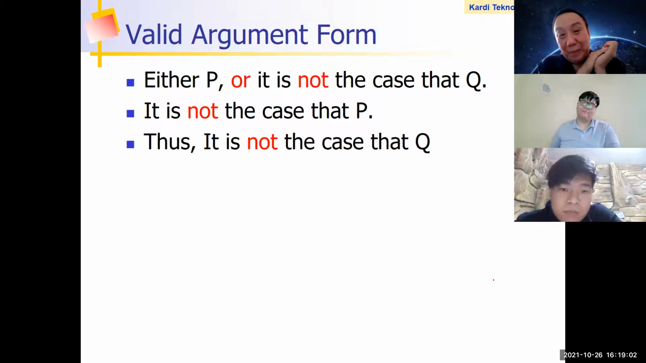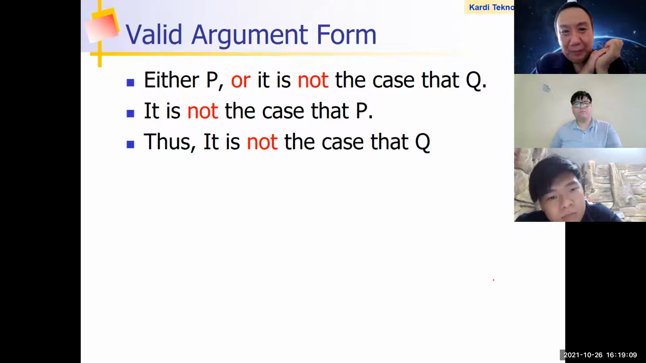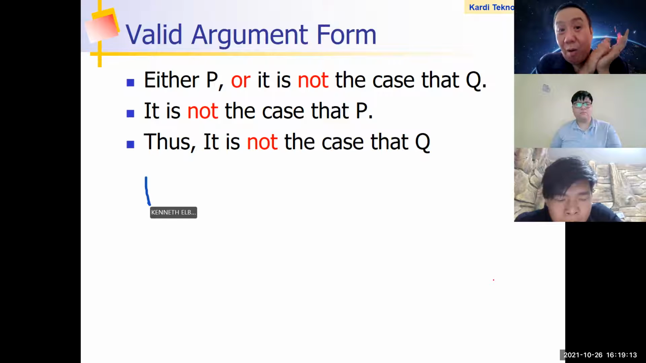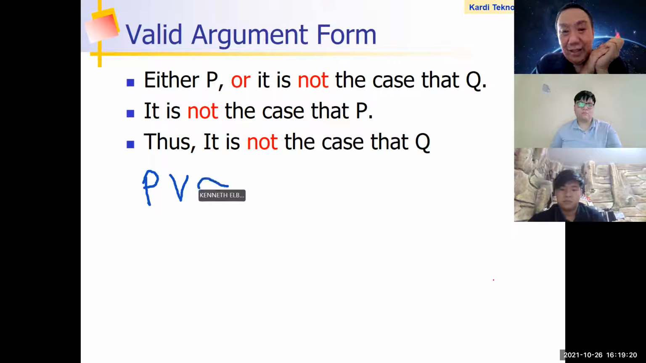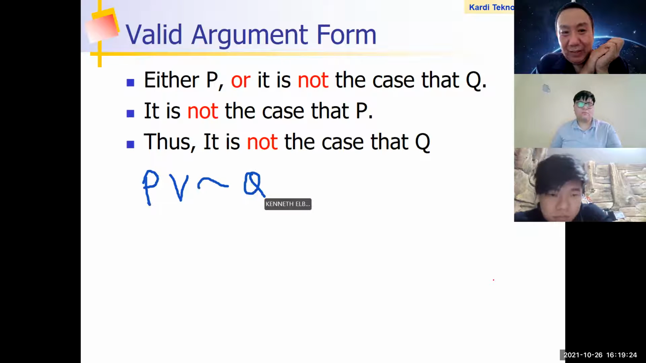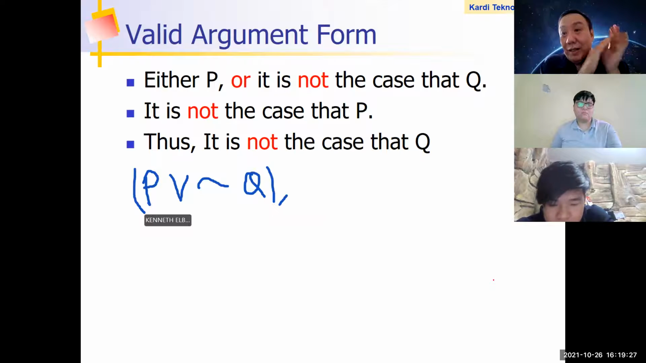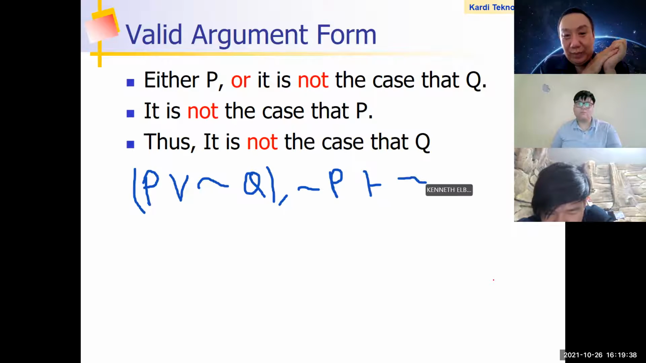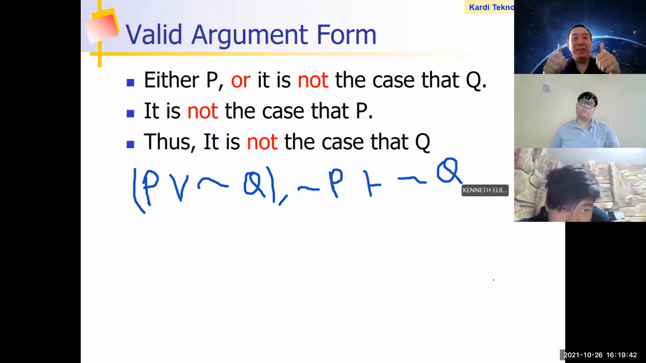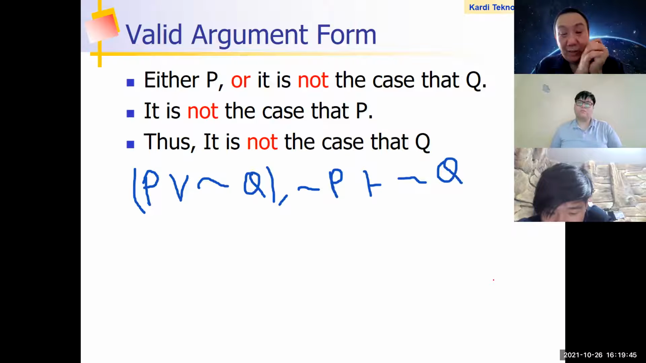So you can annotate here. Can you put it into the form? Either P or it is not the case that Q. Or, yes. And then not Q. Okay, close it. You make it into what? WFF, right? Comma, not P. Thus, okay, not Q. Very good. Very good. Okay, so the comma there also means and. Thus means implies. Okay.